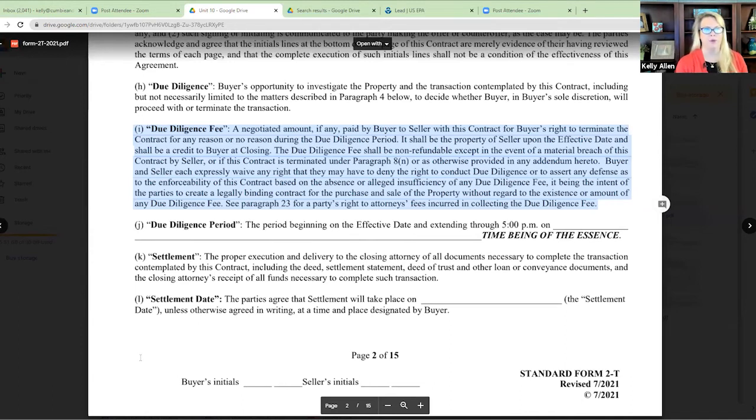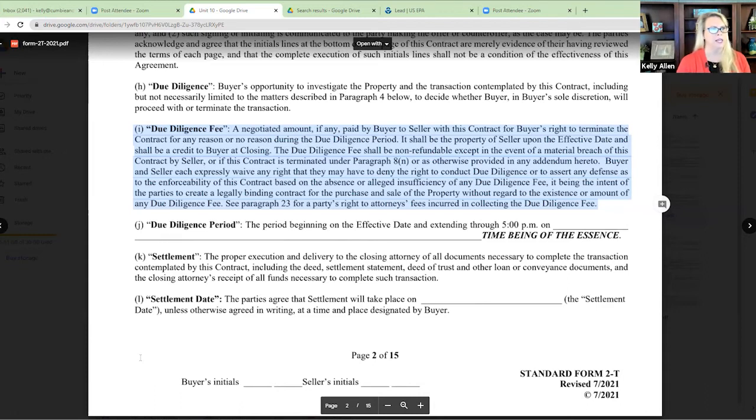It shall be the property of seller upon the effective date and shall be a credit to the buyer at closing and a debit to the seller. The due diligence fee shall be non-refundable, so the buyer's not going to get it back, period, unless, so here's the except. The due diligence fee shall be non-refundable except in the event of a material breach of this contract by seller, or if this contract is terminated under paragraph 8N or as otherwise provided in any addendum hereto.